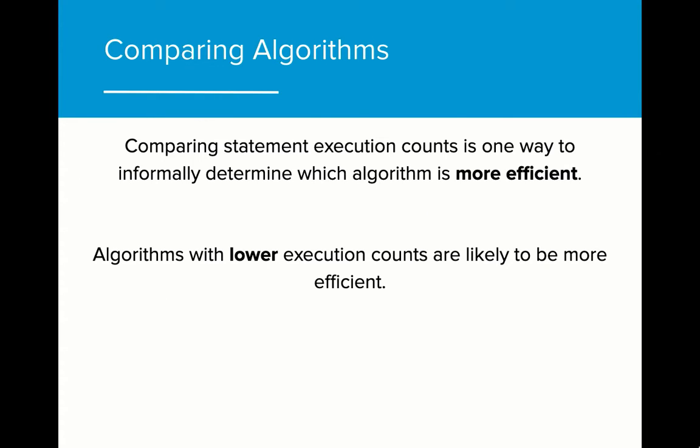Comparing execution counts between algorithms is one way to determine whether or not one algorithm is more efficient than the other. Generally, we can associate the algorithm with the lower execution count as the algorithm that is more efficient, as it takes fewer lines of code to process.